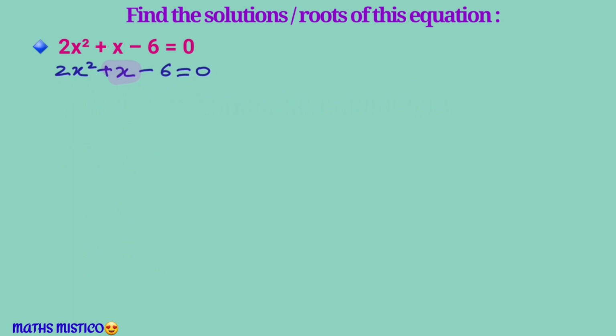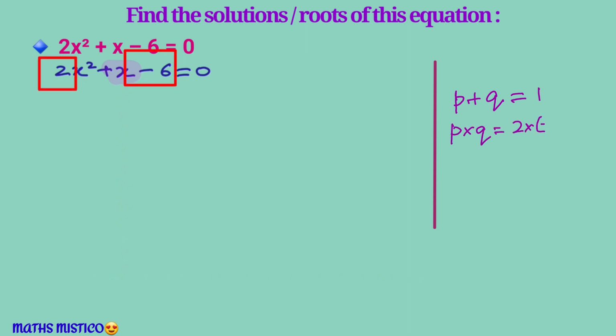So we have to find out two numbers, say p and q, so that p plus q is equal to 1. Another condition which p and q must satisfy is that p into q should be the product of first and last coefficient. That is 2 into minus 6, which is equal to minus 12. The minus sign of the product indicates that the two numbers which we have to find will have opposite signs, and so their difference should be equal to 1.